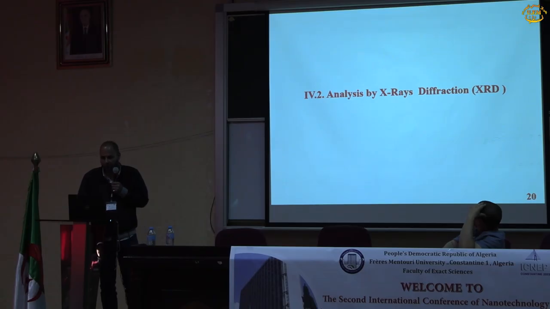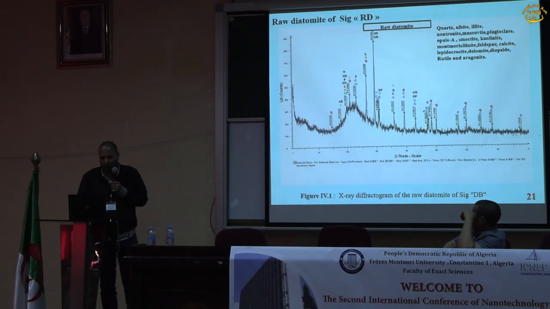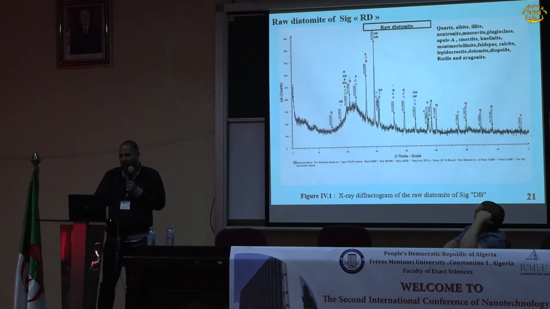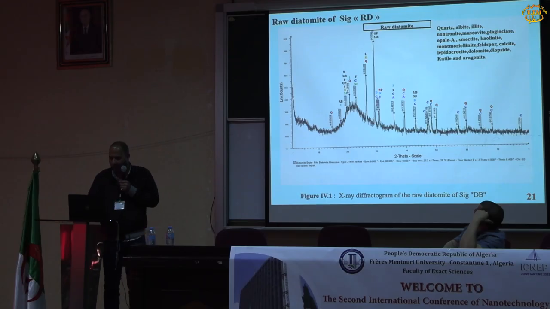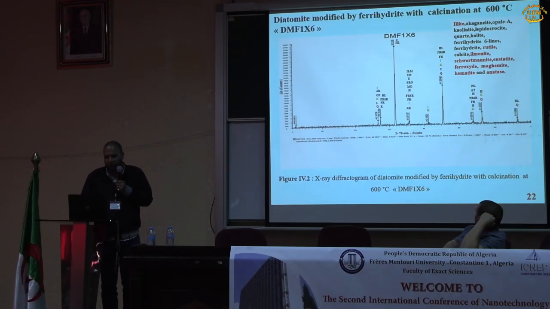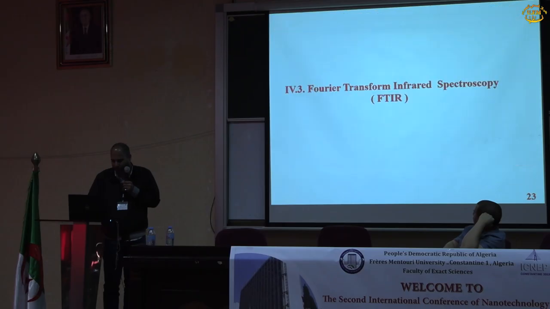Analysis by X-ray diffraction. For diatomite of Sig, there are many phases such as quartz, albite, illite, nontronite, muscovite, plagioclase, opal, magnetite, kaolinite, montmorillonite, feldspar, calcite, lepidocrocite, dolomite, diopside, rutile, and aragonite. And for diatomite modified by ferrihydrite with calcination at 600 degrees, there are the new phases: ferrihydrite 6-line, maghemite, hematite, goethite, and anatase from titanium dioxide.